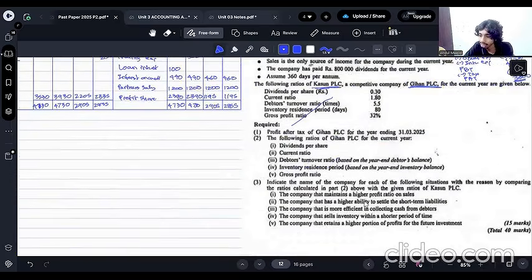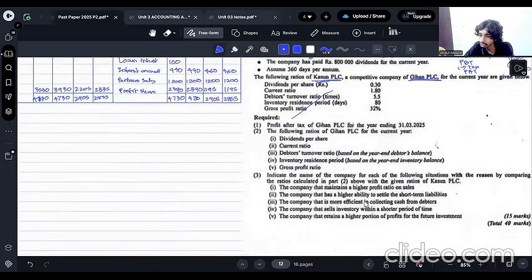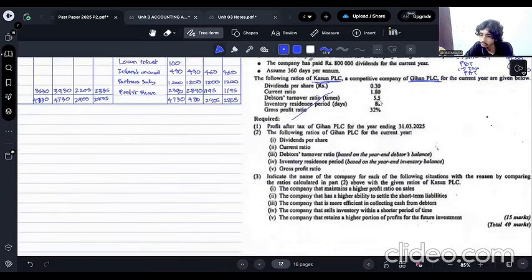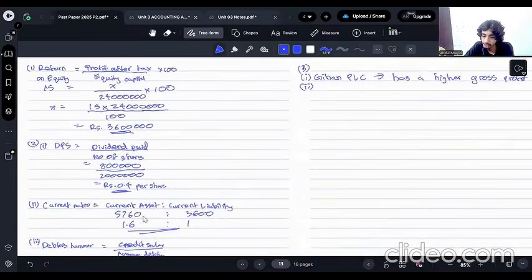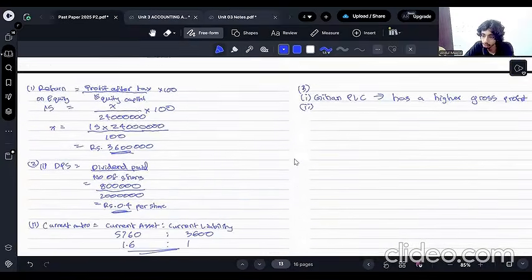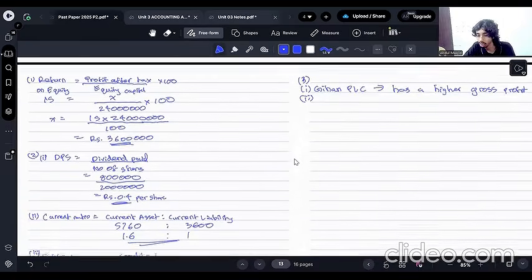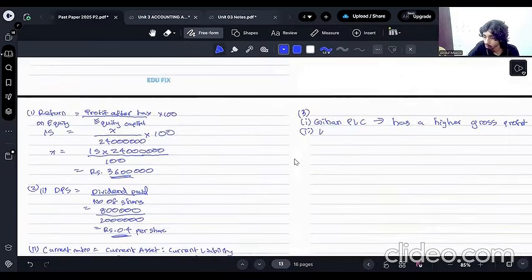The company that has a higher ability to settle short-term liability, then you have to look into the current ratio. Kasun's current ratio is 1.8, while Gihan's current ratio is 1.6. Then Kasun's current ratio is higher, right? Then Kasun has a higher ability to settle short-term liabilities. You can say has a higher current ratio. Third one.